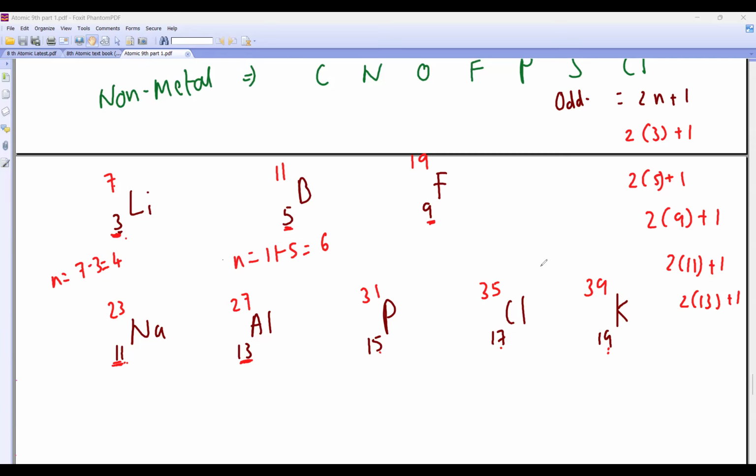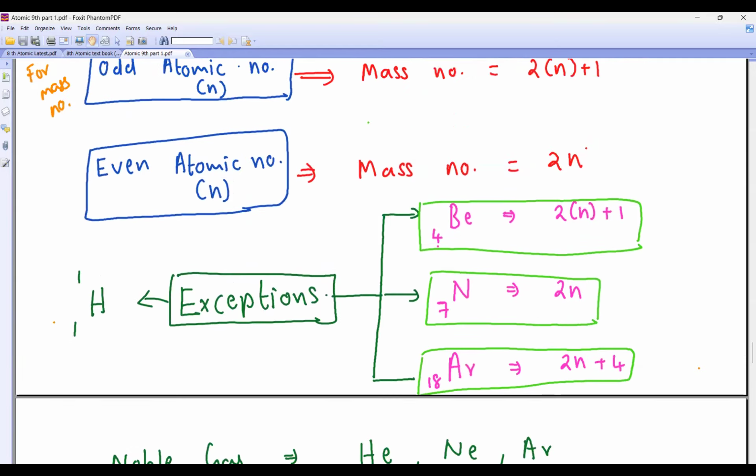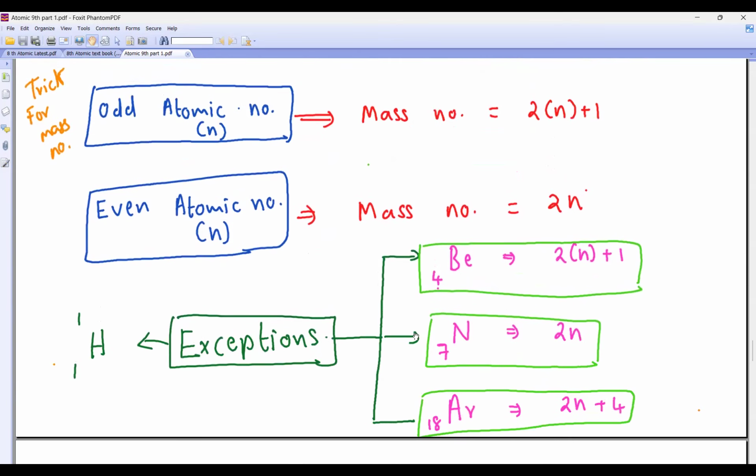First, have you understood how to use that trick? Yes, sir. That trick is not applicable on Banerjee. Banerjee means beryllium, nitrogen, and argon. So this is the trick for mass number. I want all of you to copy this trick. We cannot apply it on these. This trick is to find the mass number, which will help us to find the neutron.